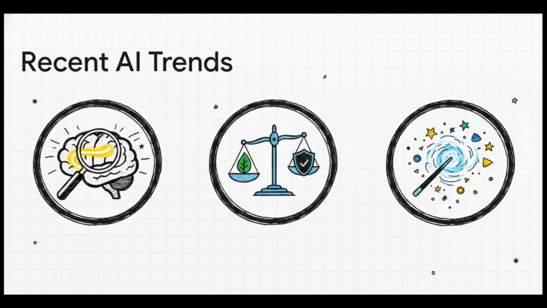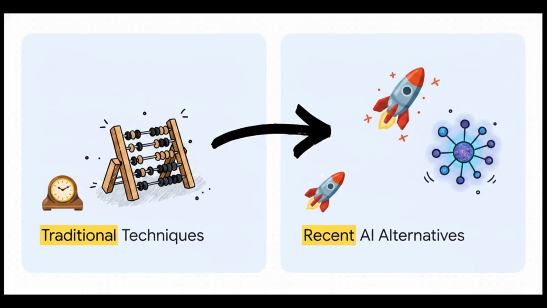Second is responsible AI, structuring our systems so they operate fairly, safely, and without unintended bias. And third, generative AI, which is a profound shift from simply analyzing existing data to actively creating entirely new original content and solutions. This brings us to a critical crossroads for any AI architect.